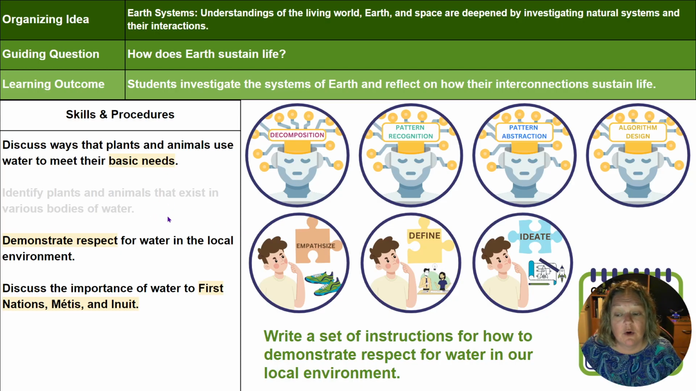We have some words that I highlighted here in particular. Empathize should be blown up a little bit bigger, I think, than the other things on this slide, because what's highlighted, we're talking basic needs and demonstrating respect and looking at the perspectives of First Nations, Métis, and Inuit people, which means we're asking students to empathize. So I think we probably mostly think of empathizing as putting yourself in another person's shoes. But if we really want to get students to understand what empathizing is, we can also empathize with animals and nature and the environment.